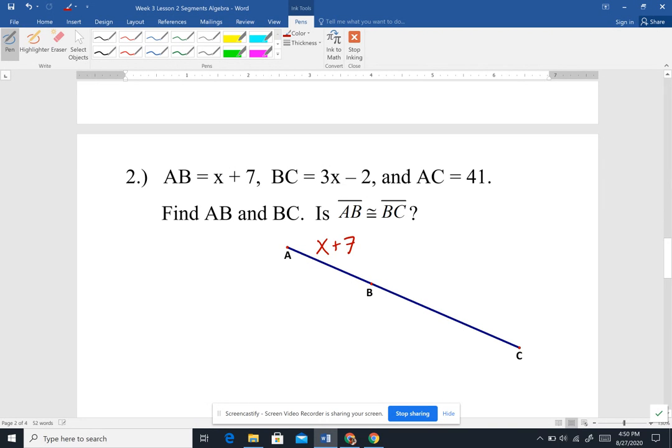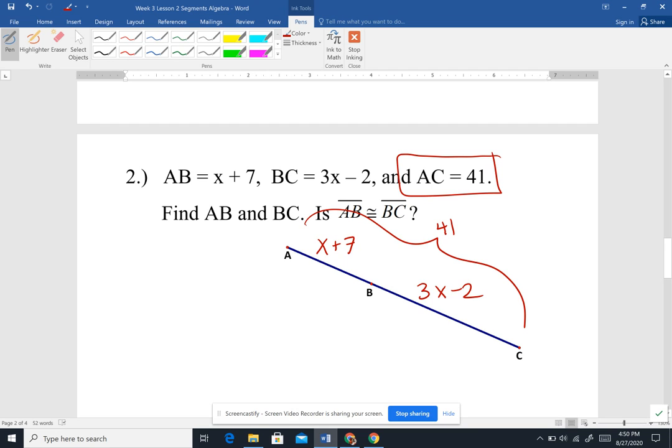So you might notice that the first thing that I'm doing for this problem is labeling the given information on the diagram. This time, though, it does not say anywhere that those segments are congruent, so I'm not going to put any tick marks. So you might wonder how you're going to set up an equation. Well, it gives me one more piece of information. It gives me a total for AC, 41.